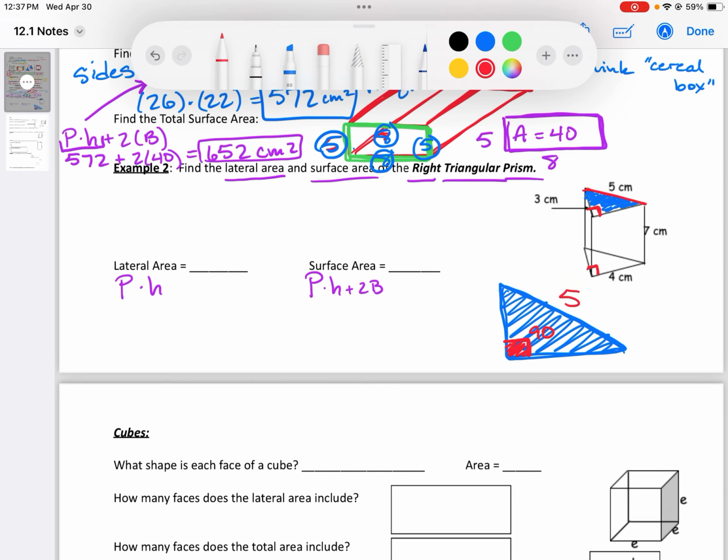And then this side is my hypotenuse. This side is my short side. And then they give me down here the medium side of 4. And if I didn't know what that was already, I could use the Pythagorean theorem. But they do give me all sides, and this is a 3, 4, 5 triangle.